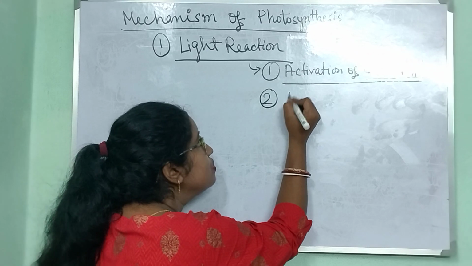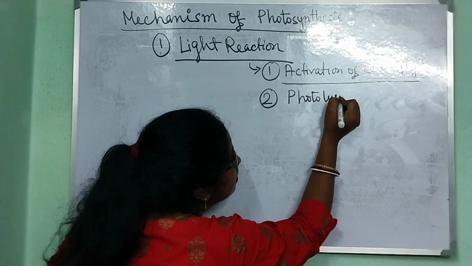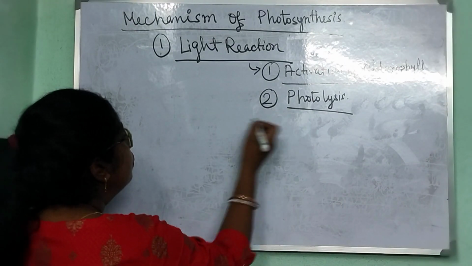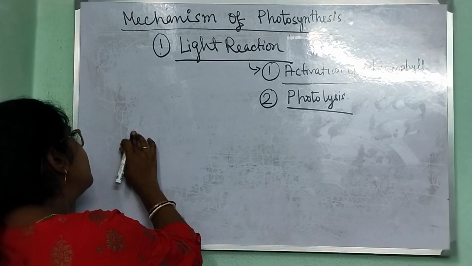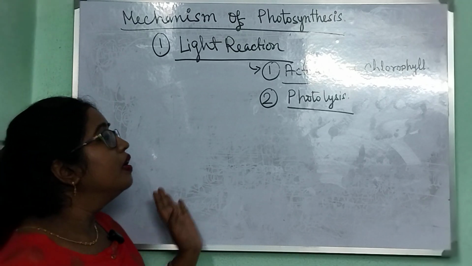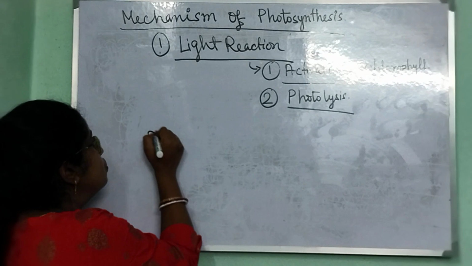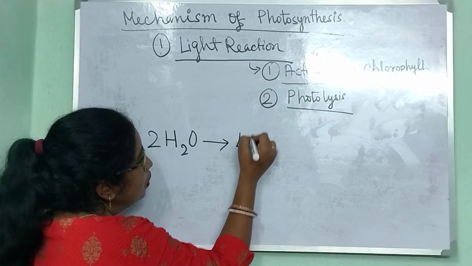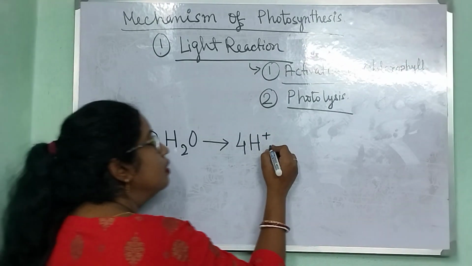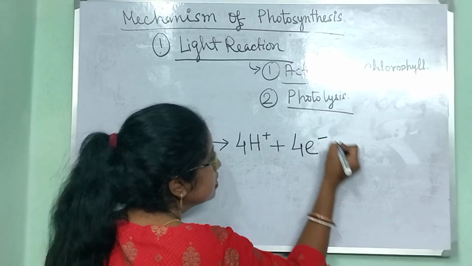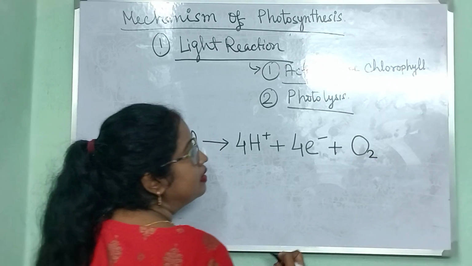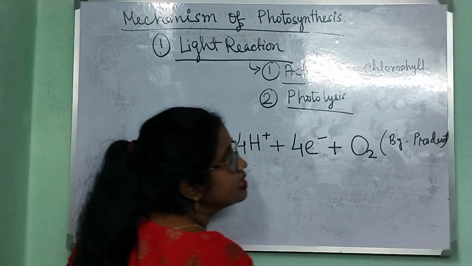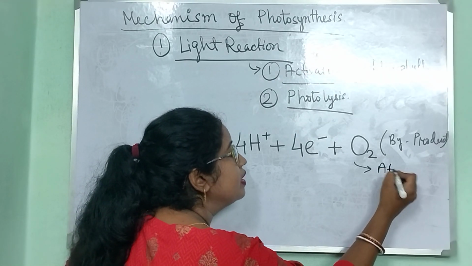in the second key event that is known as photolysis, or splitting of water molecule. Photolysis is the event where water molecule is split by the activation of chlorophyll. So two molecules of water split into 4 hydrogen protons. It also generates 4 electrons and produces O2 as a byproduct, and this O2 is known as the byproduct of photosynthesis reaction, and it is released into atmosphere.